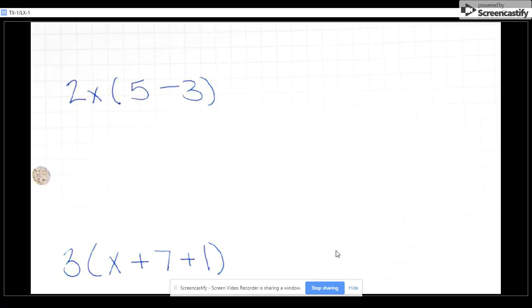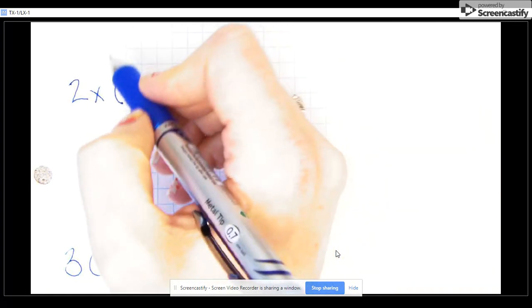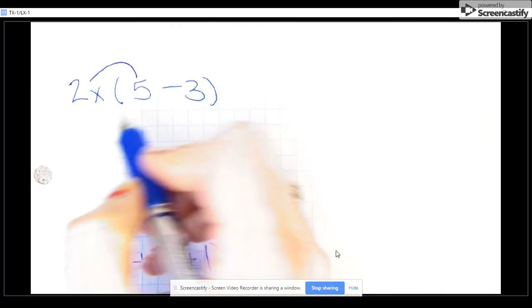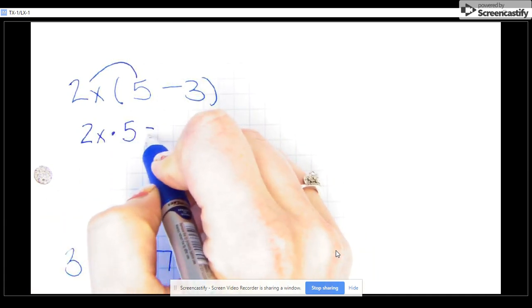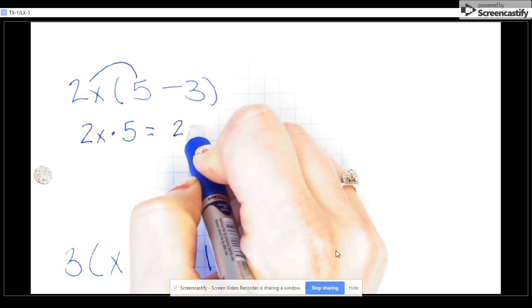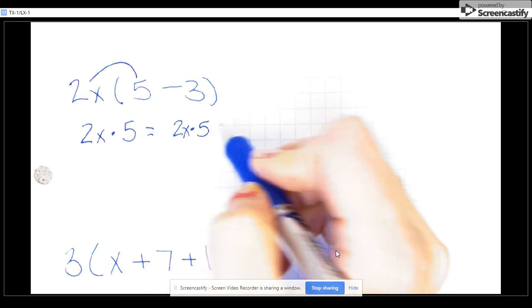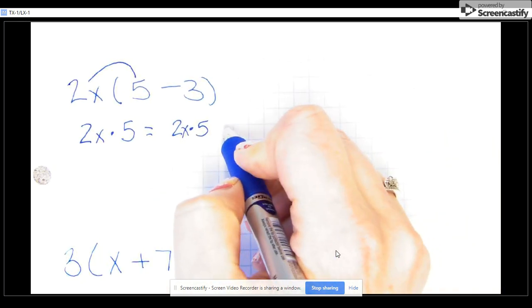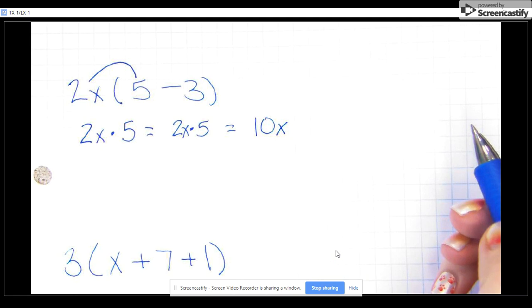The next example that we have is 2x and 5 minus 3 in parentheses. I'm going to do the exact same thing I did for that previous one. Even though there's an x there, it doesn't change anything. So 2x times 5. Just like before, I know that I have to multiply the number in front of the x with the other number. 2 times 5 is equal to 10.